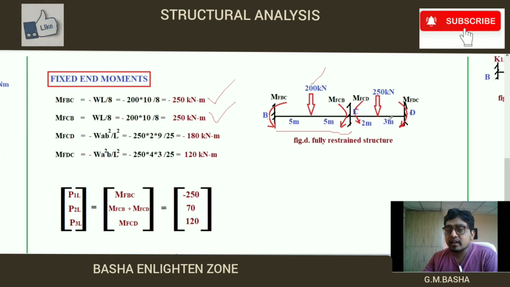Here it will be acting in the form of an eccentric load. Eccentric load means your formula will be changed. What is that formula? Minus WAB square by L square. Here W will be equal to 250, and this 2 meters will be A and this one will be B. So minus WAB square by L square.